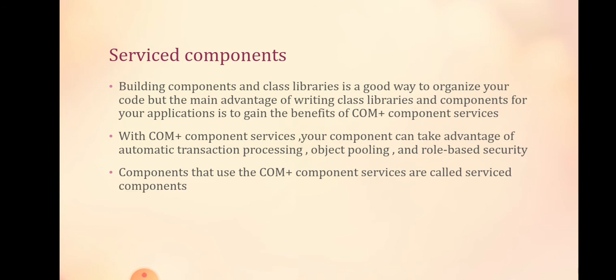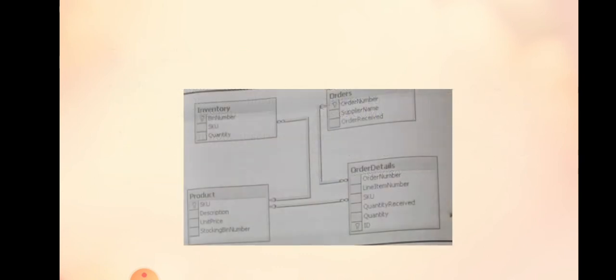Got it? With COM+ component services, your component can take advantage of automatic transaction processing. We already discussed what is meant by automatic transaction processing, object pooling, and role based security. Components that use the COM+ component services are called serviced components. What is meant by serviced components? Components that use the COM+ component services are called serviced components. A new component which may use already existing component services from the COM+ object pool is called a serviced component. Got it? Here is an image for the database.